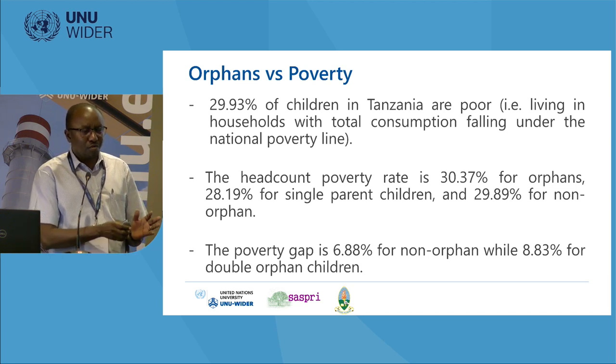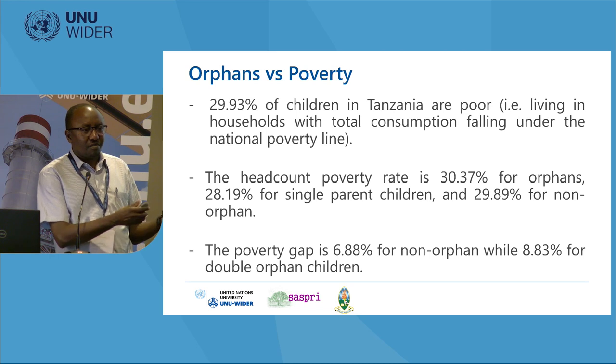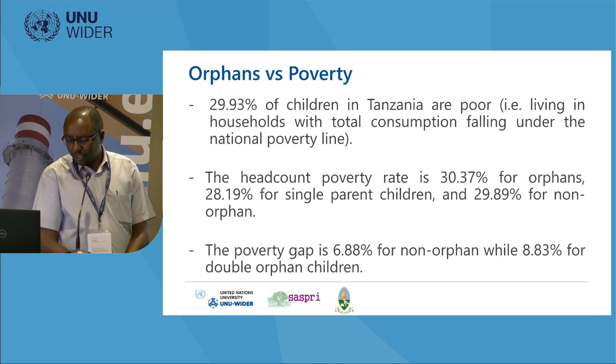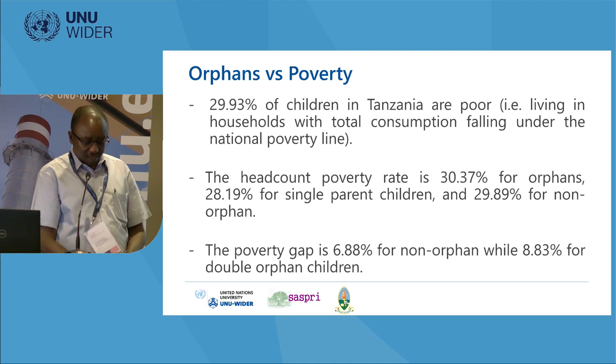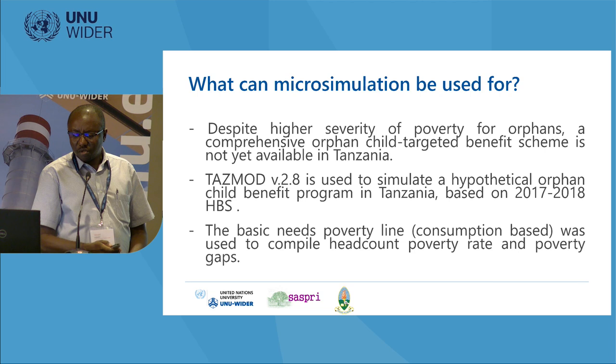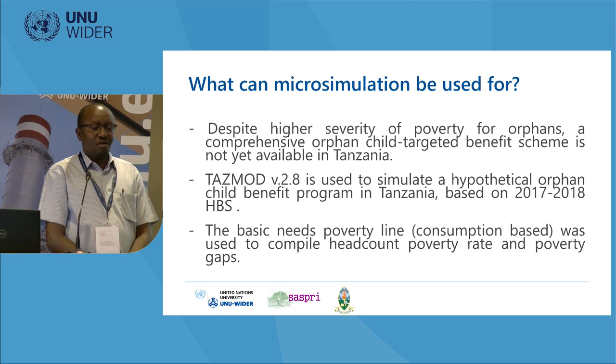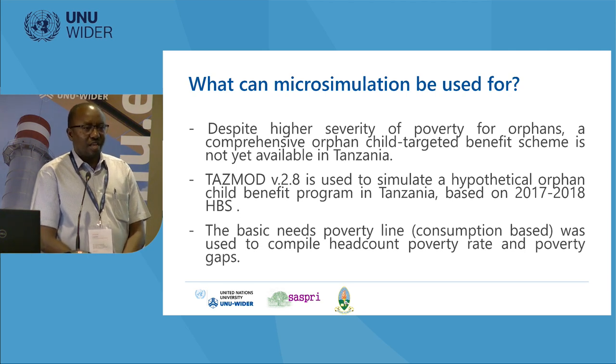among orphan children compared to those who are non-orphans. That is also the case when you look at not only the headcount poverty rate, but also the poverty gap. While it is 6.6% for the normal poor children, it's 83% for the orphan. So the situation is not good for them overall. So despite the severity of poverty among orphan children, or the households with orphan children, yet in Tanzania we don't have a comprehensive targeted orphan children benefit for them. And we think doing so will have a big impact.